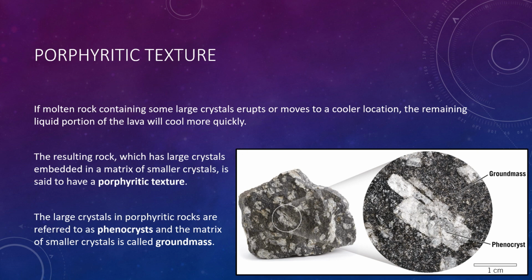The resulting rock, which has large crystals embedded in a matrix of smaller crystals, is said to have a porphyritic texture. The large crystals in porphyritic rocks are referred to as phenocrysts, whereas the small matrix of other crystals is called the groundmass.